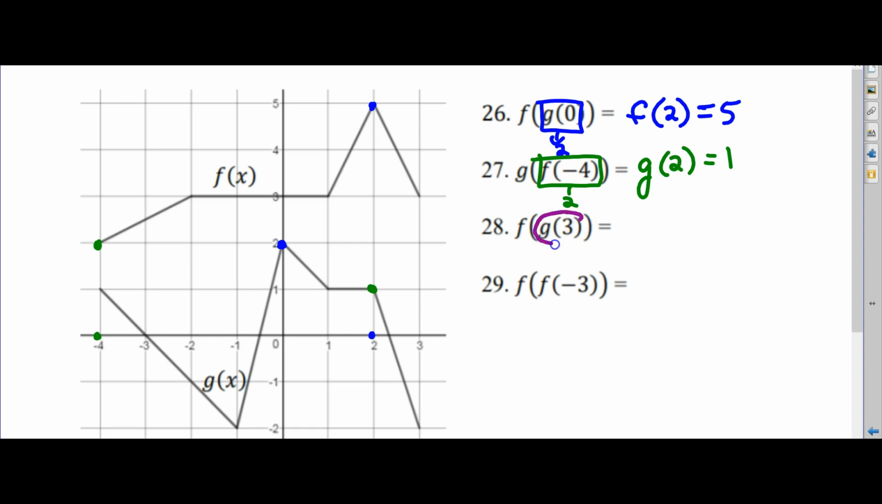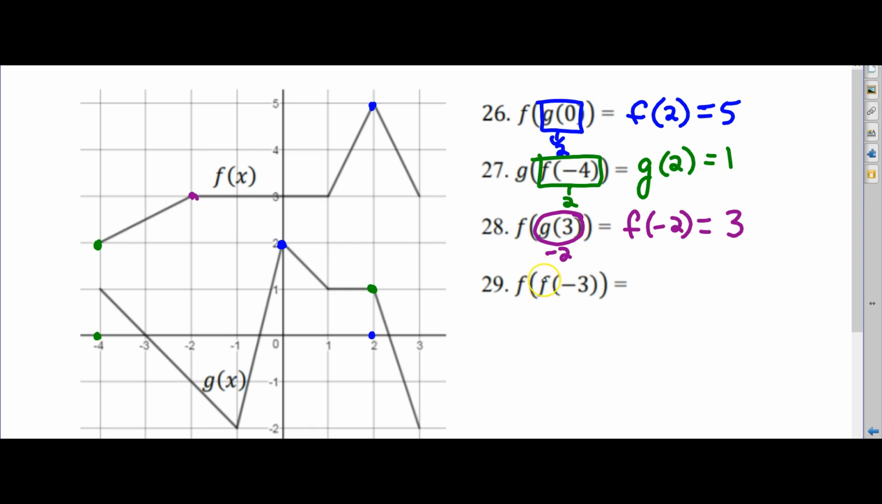Next, find the g of 3. So go to the 3, and on the g function you have -2. So this is equal to -2. So the f of -2, go to -2, and the f function there is outputting a 3. So the f of g of 3 is equal to 3.